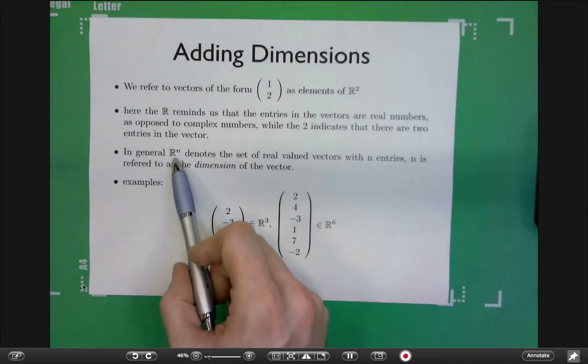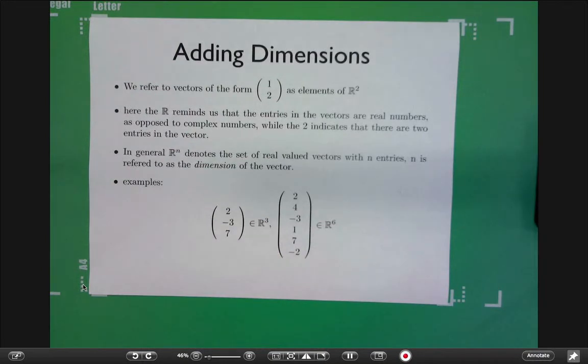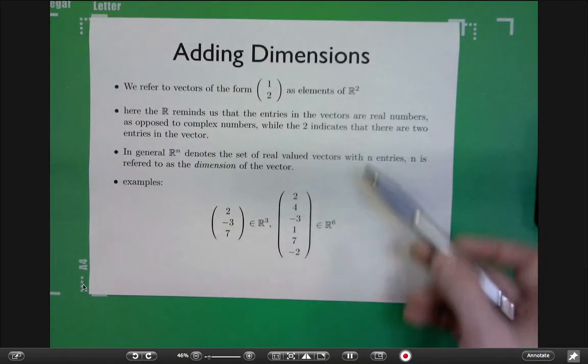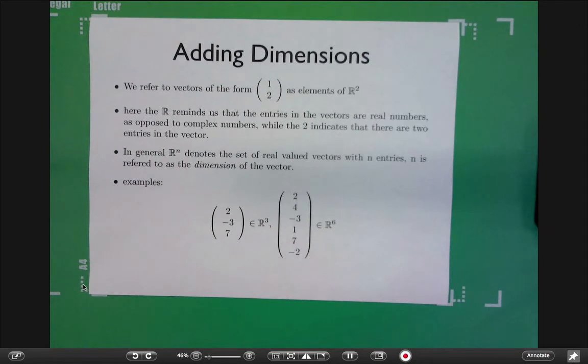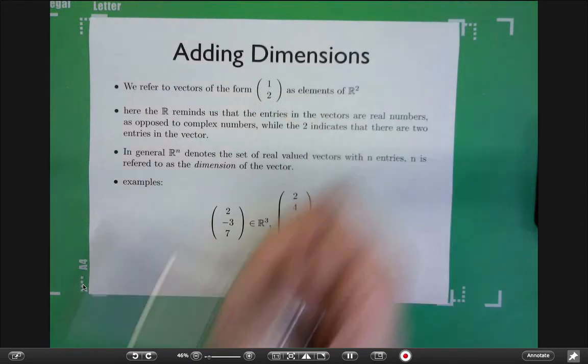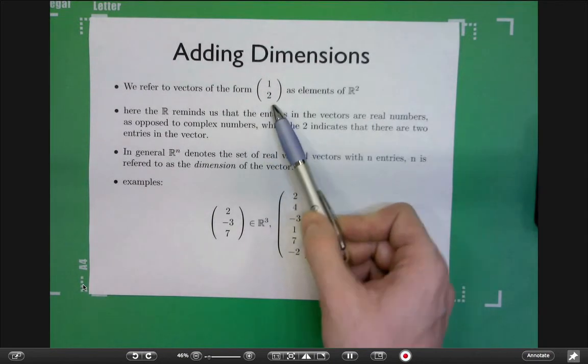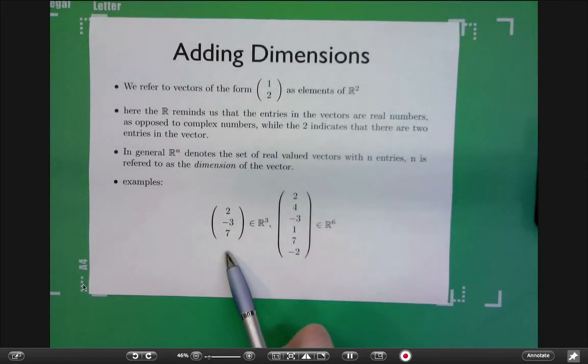So instead of the 2, I can put there n. And that means that I have n dimensions. Here, again, I haven't defined dimension rigorously. There is a rigorous definition of dimension, but for now, you can just assume that that's the number of elements in the vector. So this will be a 2-dimensional vector. This would be an example of a 3-dimensional vector. This would be a 6-dimensional vector. Pretty simple, I guess.